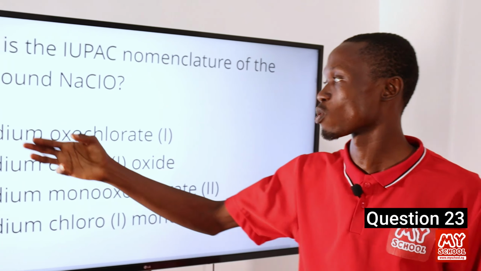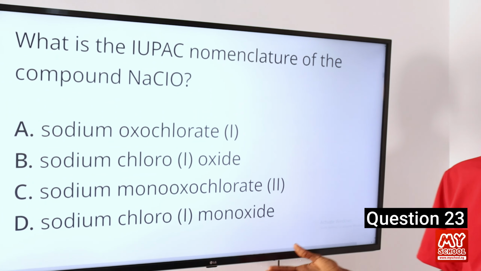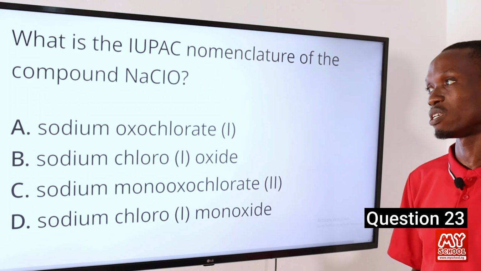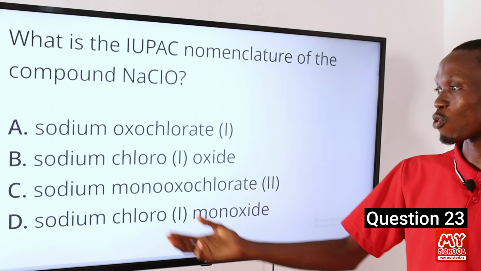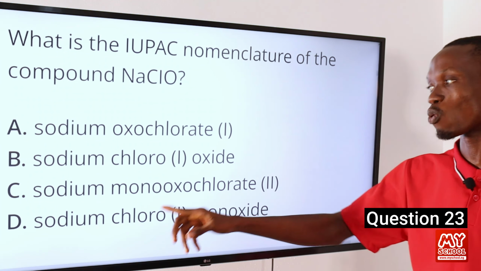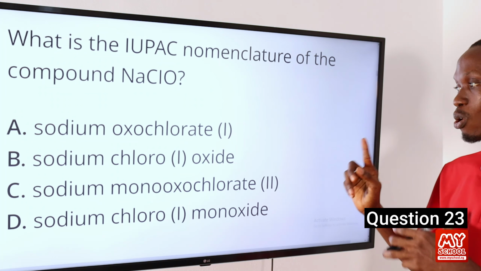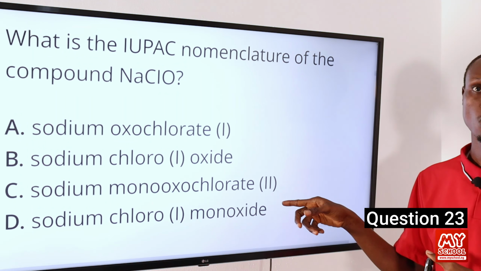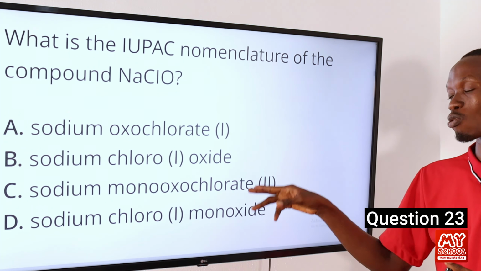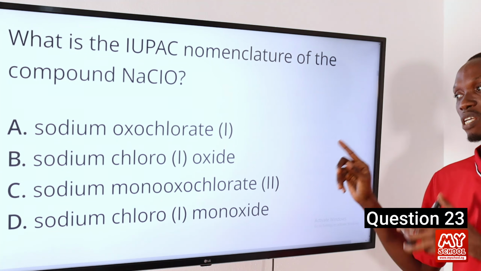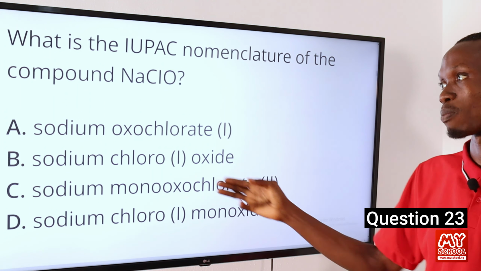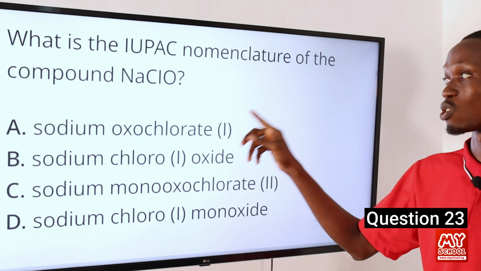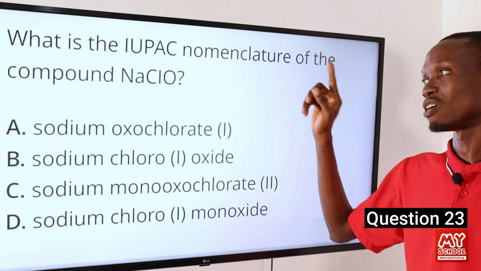So let's move over to the screen and check our options if we have anything like that. In the first option we have sodium oxochlorate(I), which agrees with what we did on the board. So option A is the correct option. If you look at option C, it could have been the answer as well, but the only difference is the numeral. The oxidation state of chlorine in this compound is not 2, but actually 1. Had it been 2, then these two would have been the same. But option A is the correct option because the oxidation state of chlorine is 1, not 2.